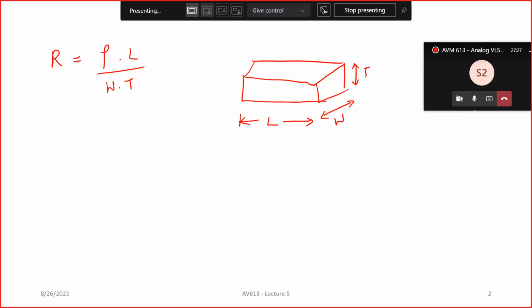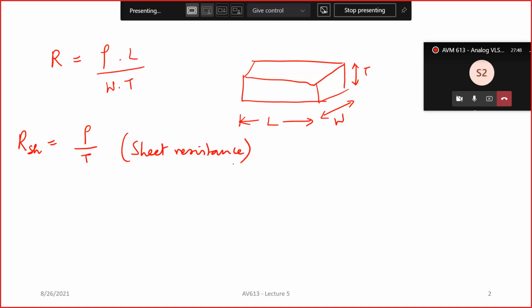Now, sheet resistance is defined as rho by T. The reason that we define this quantity called sheet resistance is because these two parameters you don't have any control over.